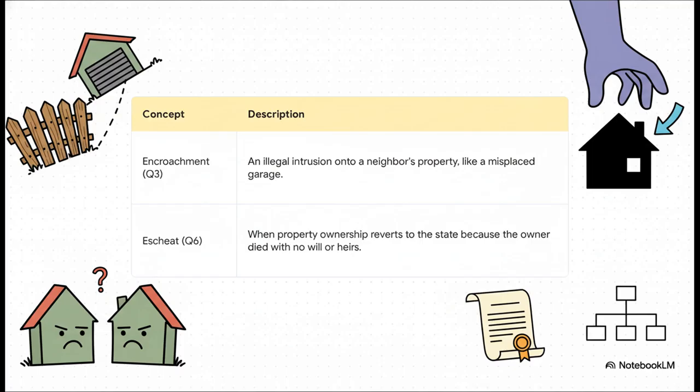Okay, let's clear up 2 terms that sound kind of similar but are totally different. First, encroachment. Think of this as a physical foul, like a penalty in sports. It's when your neighbor's fence or garage is built a few feet over your property line. It's a private issue between you two. Now, escheat, that's when the government gets involved. If a property owner dies with no will and absolutely no heirs, the state takes ownership. So one's a neighbor problem, the other's a state action.